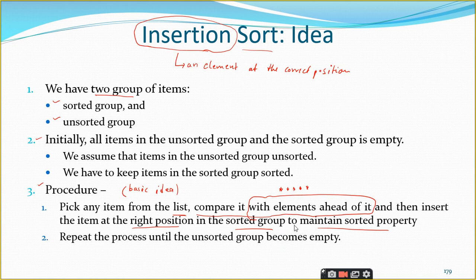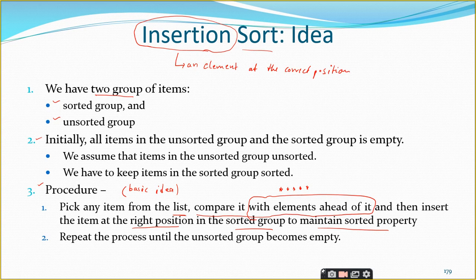Once you pick the element, compare it with the previous elements and find the right position. When you find the right position, you make a gap there and then place the element which you have picked in that position. This process has to be repeated until the elements in the unsorted group become empty, or you can also say, you have to repeat the process until all the elements become sorted.